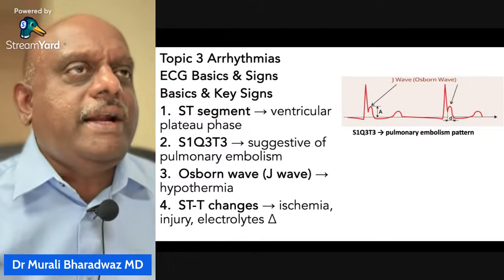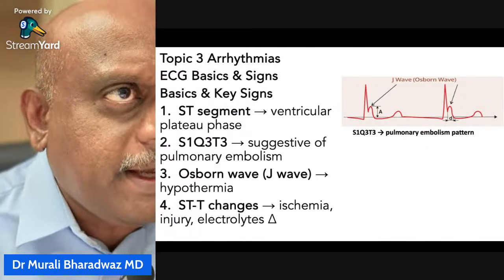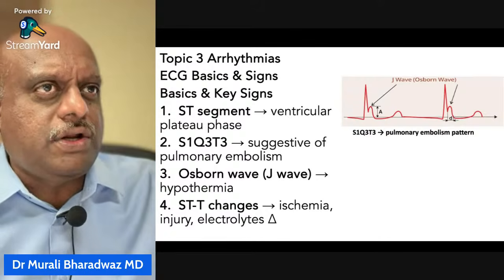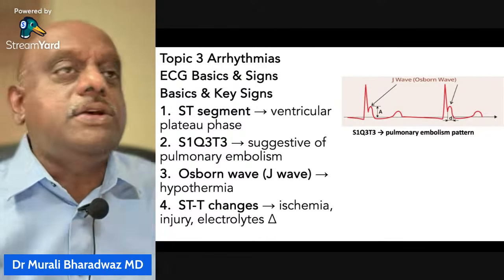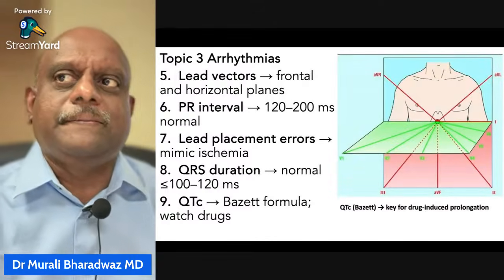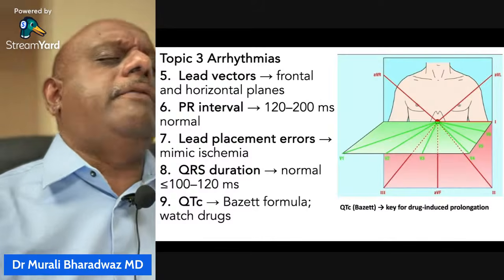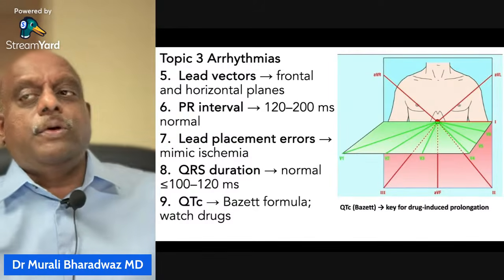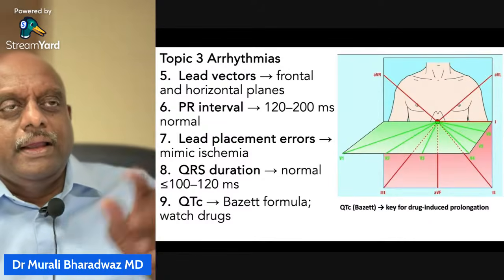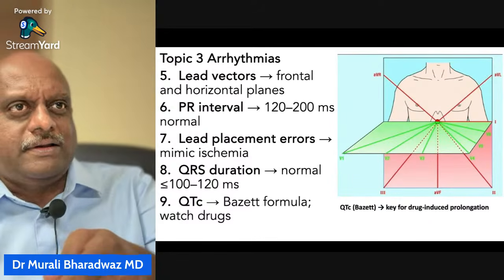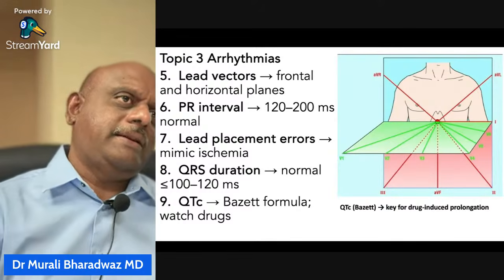If you look at the ST-T changes, T wave depression can occur in ischemia. T wave elevation is a hallmark feature of MI. And electrolyte disturbances also can cause ST-T changes, is what we need to remember. What is the normal PR interval? PR interval means the start of the P to the beginning of QRS, including P wave and PR segment. That is 120 to 200 milliseconds normally.